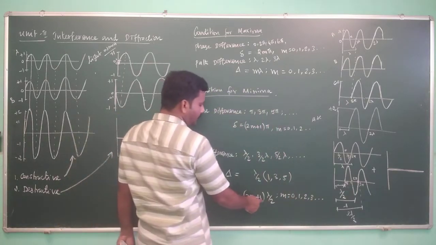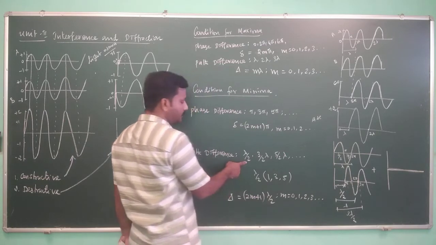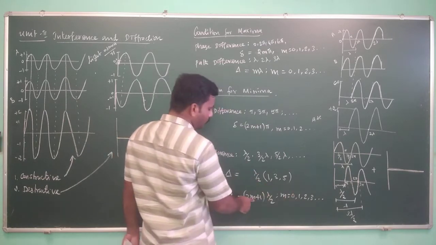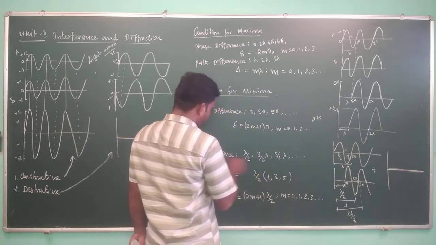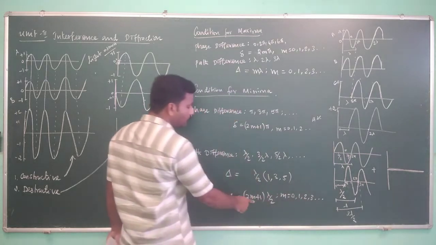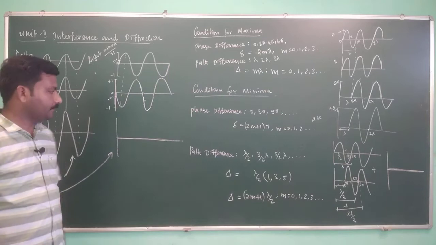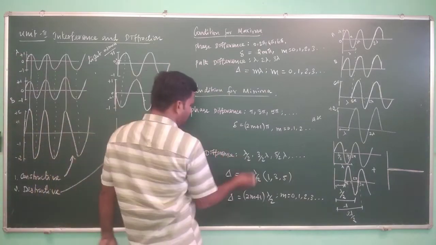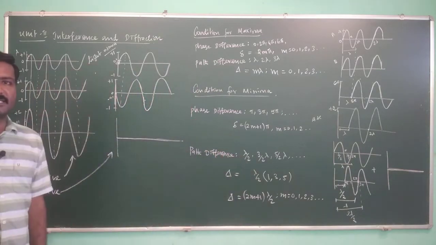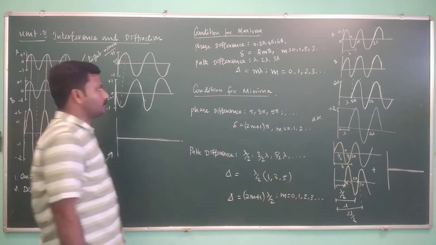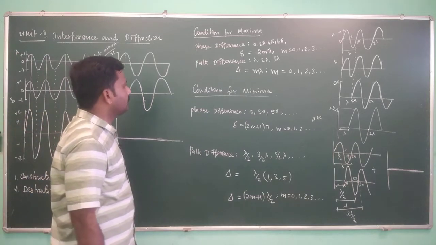Substitute 0: 2 into 0 is 0, and we have lambda by 2 as the path difference. If you substitute 1, 2 into 1 is 2, 2 plus 1 is 3, 3 lambda by 2 is the path difference. If you substitute 2, 2 into 2 is 4, 4 plus 1 is 5, 5 lambda by 2 is the path difference. So when these phase difference or path difference conditions are satisfied, then you will get destructive interference. Good.